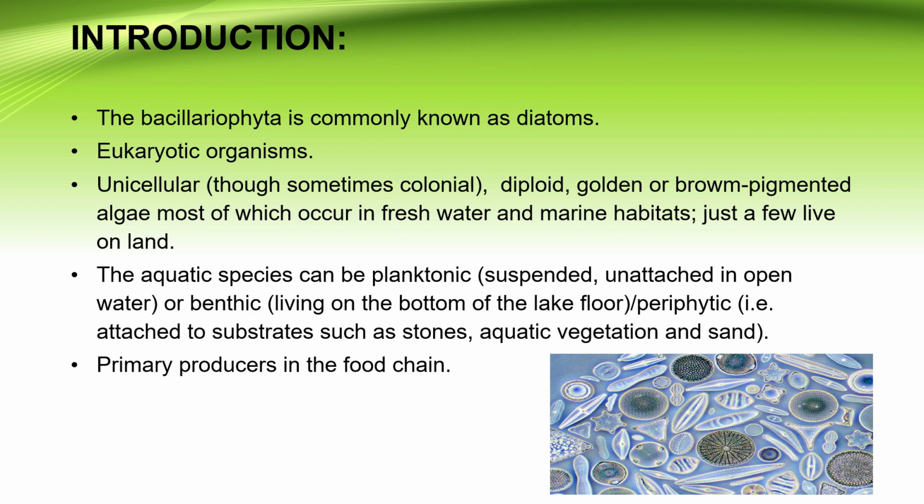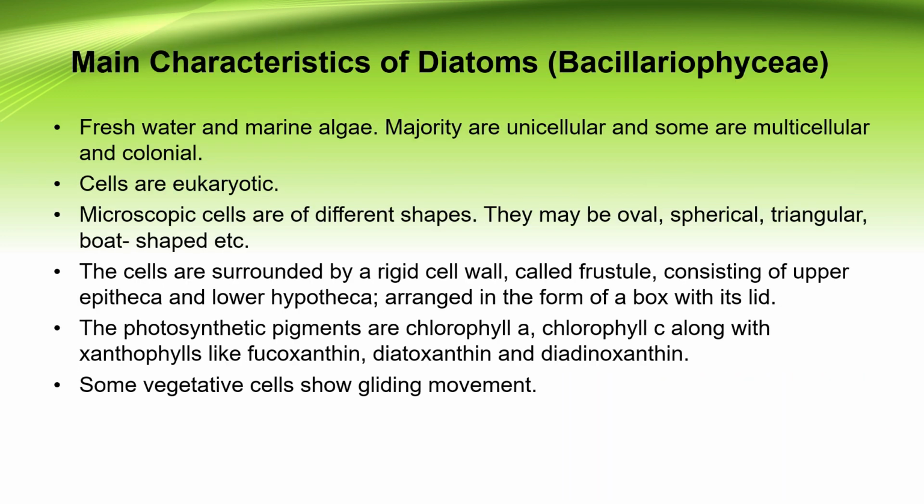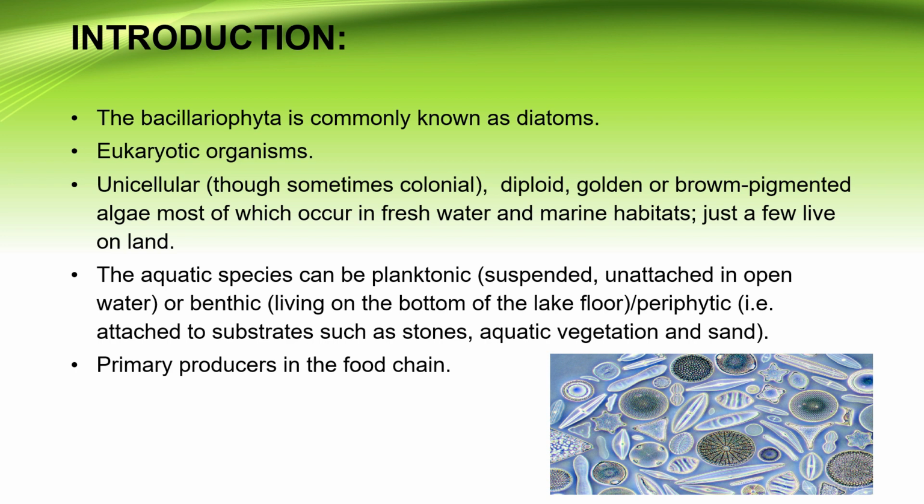Next slide, sir. Yeah, here is the introduction. Bacillariophyta is commonly known as diatoms. These are eukaryotic organisms. These are unicellular, diploid, golden, or these appear as golden or brown pigmented algae.